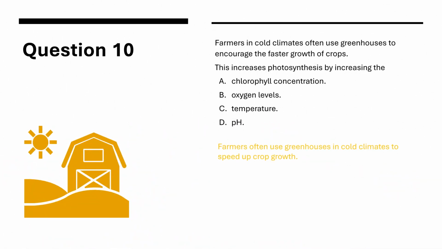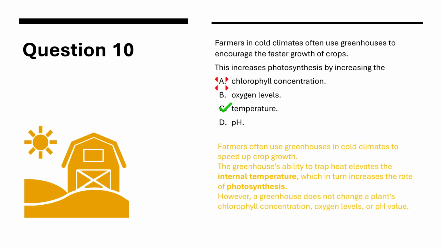Farmers often use greenhouses in cold climates to speed up crop growth. The greenhouse's ability to trap heat elevates the internal temperature, which in turn increases the rate of photosynthesis. However, a greenhouse does not change a plant's chlorophyll concentration, oxygen levels, or pH value.